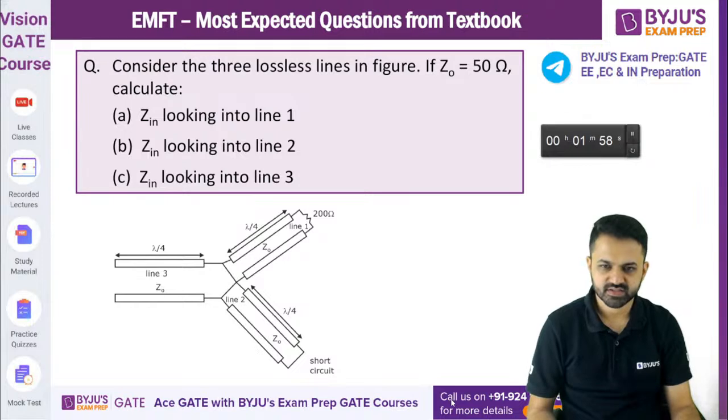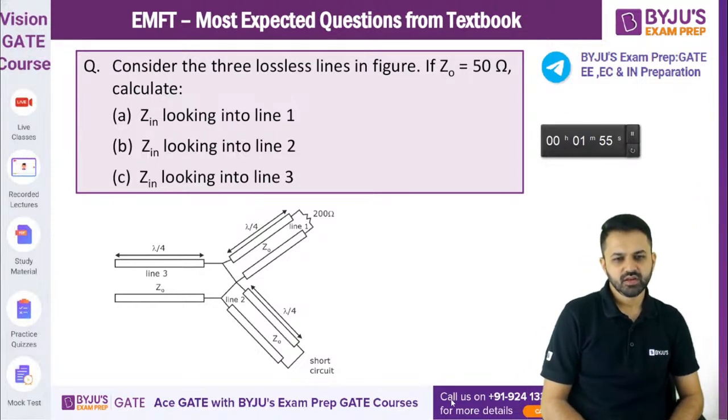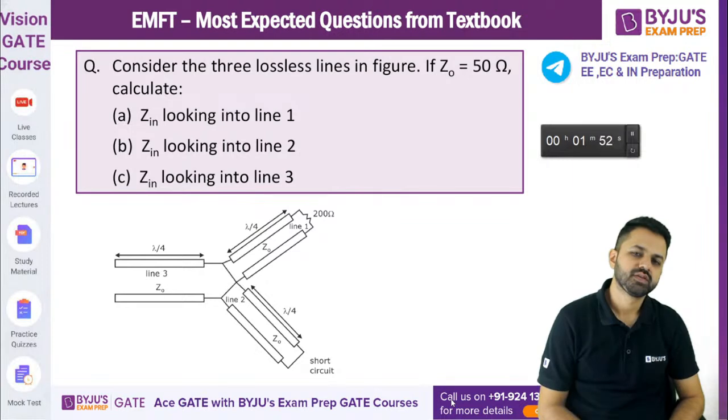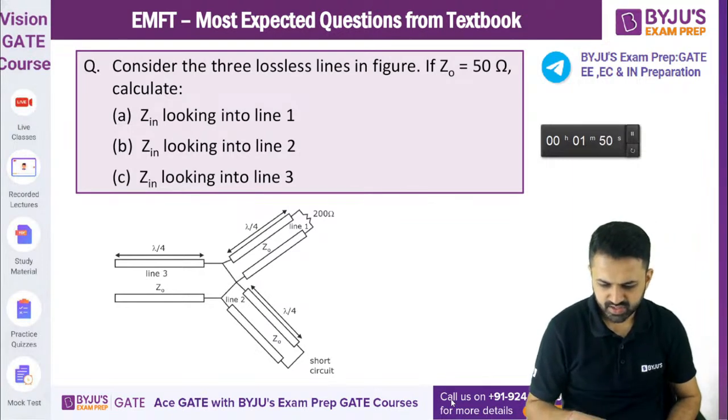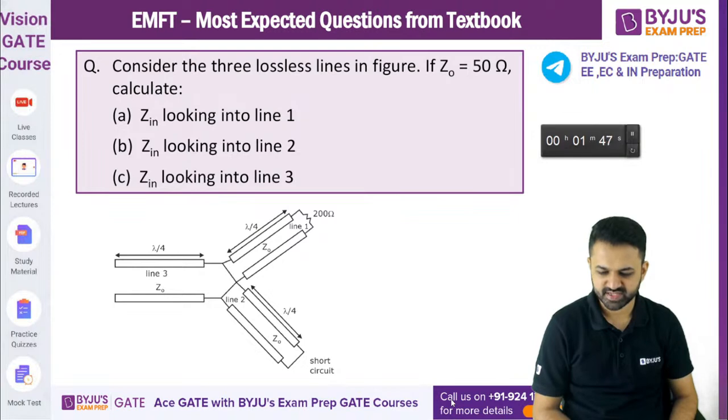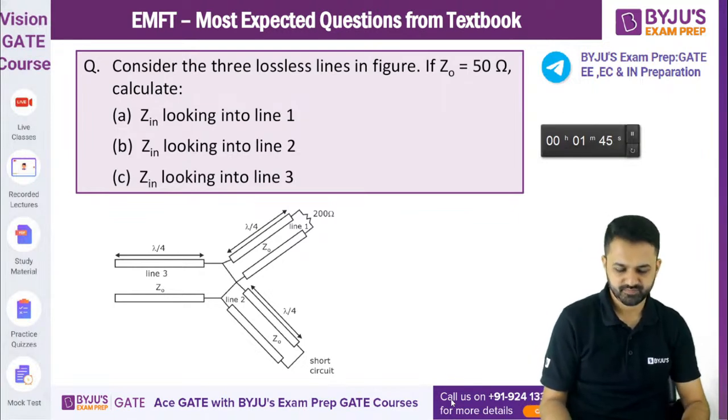Let me check the answers. 200. Why? Okay, yes. You have made a mistake again now. 2500 divided by 200, 12.5 it should come, and that open circuit is correct. And for the third line, it is 12.5 only. So 12.5. So 2500 divided by 12.5, 200.